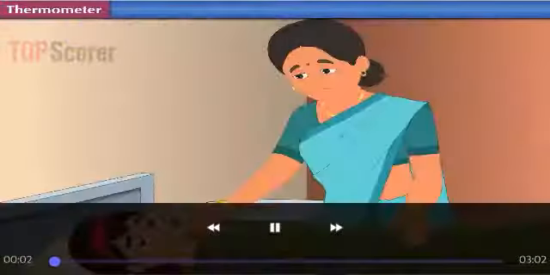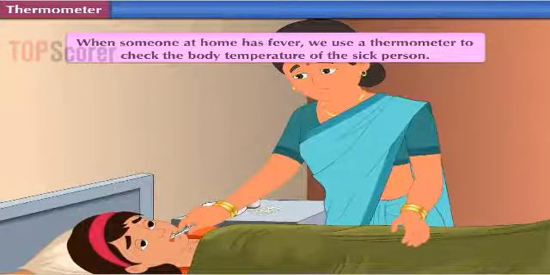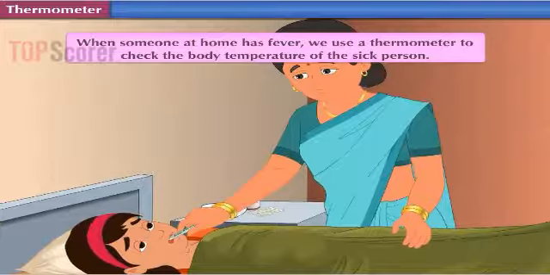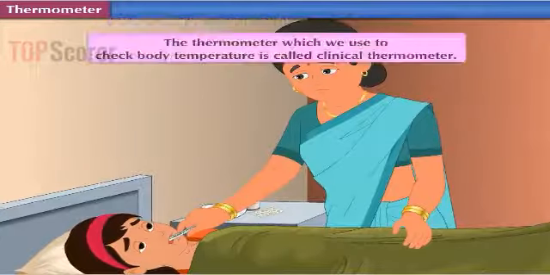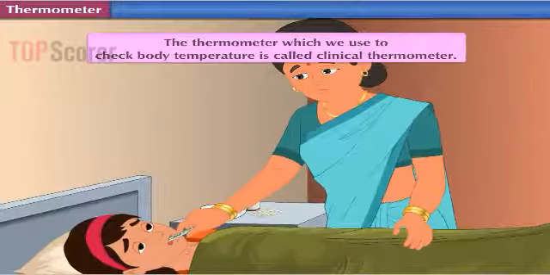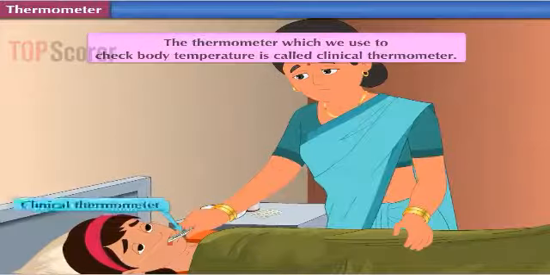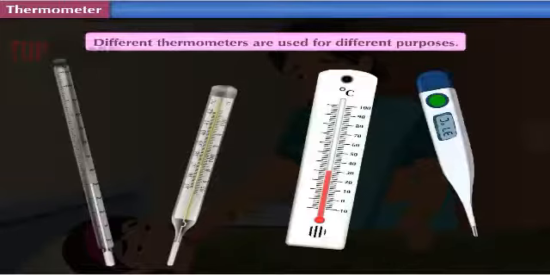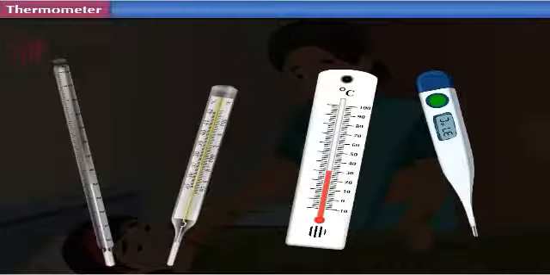Thermometer. When someone at home has fever, we use a thermometer to check the body temperature of the sick person. The thermometer which we use to check body temperature is called clinical thermometer. Different thermometers are used for different purposes. We shall first learn about the working of a thermometer.